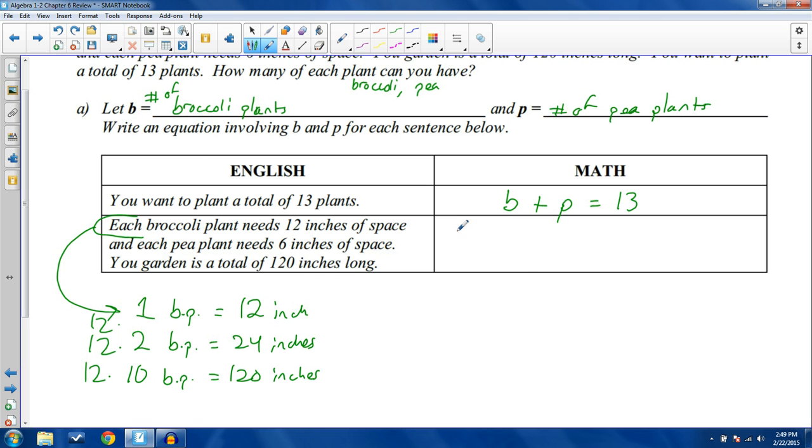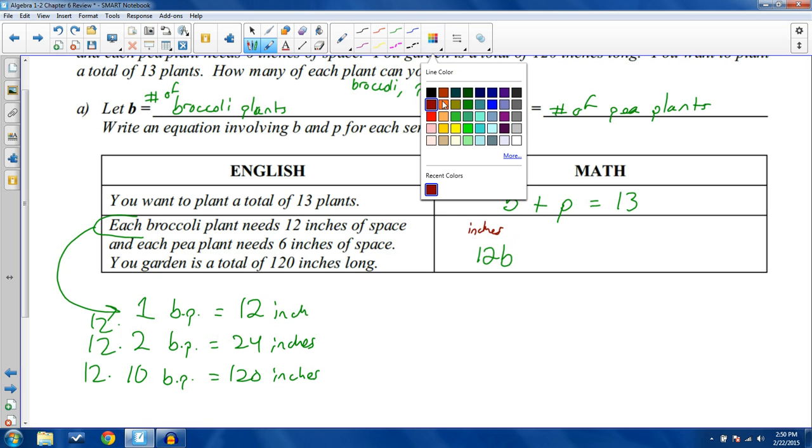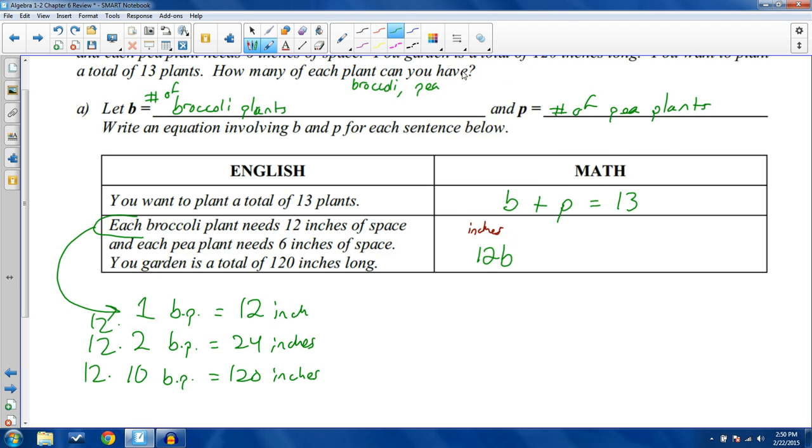So in order to use this unit and say how many inches I use up for each broccoli plant, for the total number of broccoli plants, I'm going to use 12 times B inches. So this unit is no longer broccoli plants. This unit is inches. This is 12 inches per broccoli plant times the number of broccoli plants gives you inches. And inches we want to also add with inches.